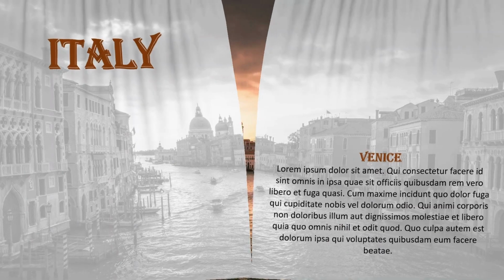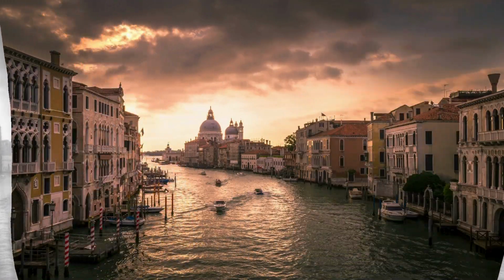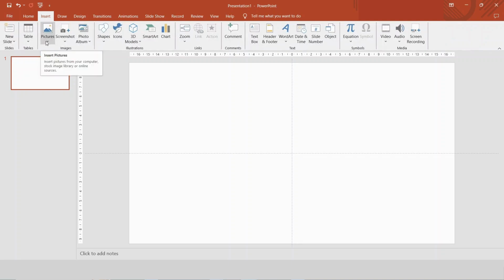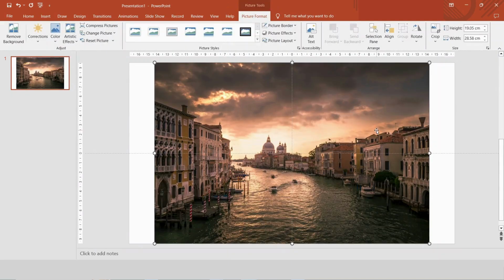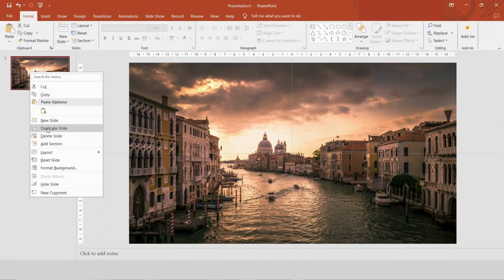We're going to create this curtain effect in PowerPoint. First, let's open up a page and insert an image. Fill the page with this image. Duplicate this slide either by Ctrl-D or by right-clicking and choosing Duplicate Slide.